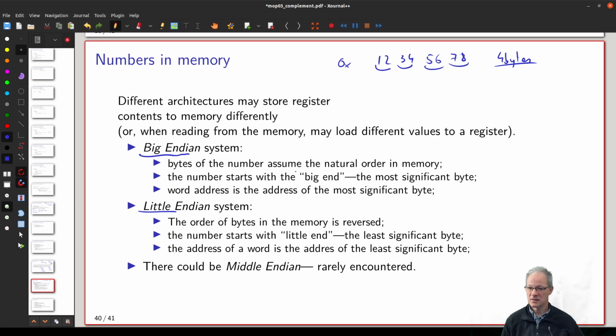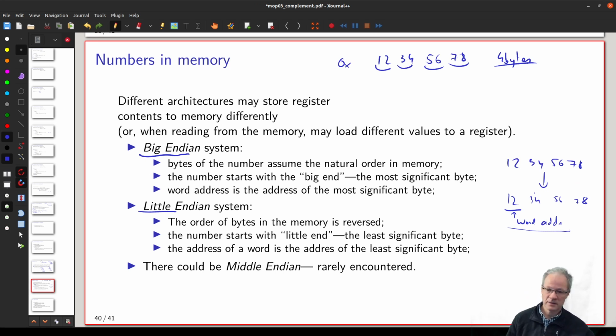So in big endian, the bytes of the number assume the natural order in memory. The number starts with the big end, the most significant byte, just as we write it here. So 1, 2, 3, 4, 5, 6, 7, 8 would go in memory in the same order. No surprises here. So the word address is the address of the most significant byte. And the word is usually 4 bytes long, because it fits in the instruction register, it fits in all the 4-byte registers.